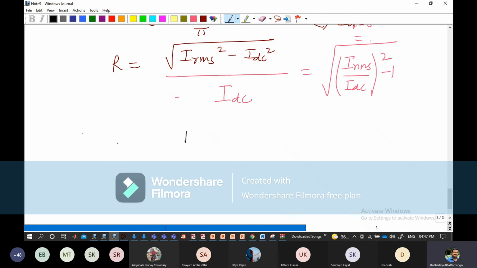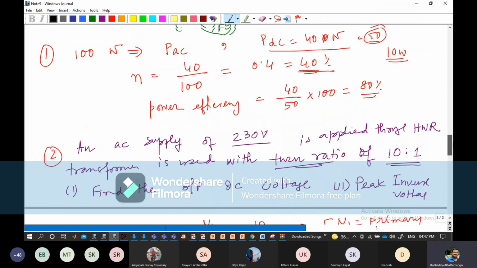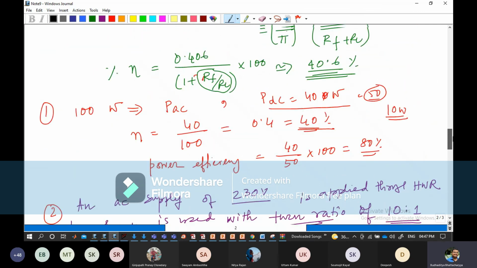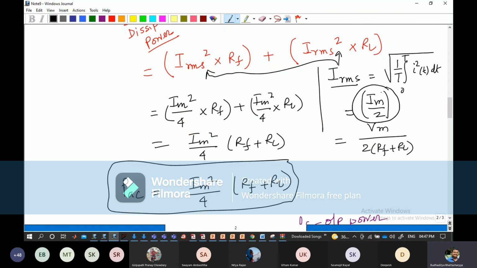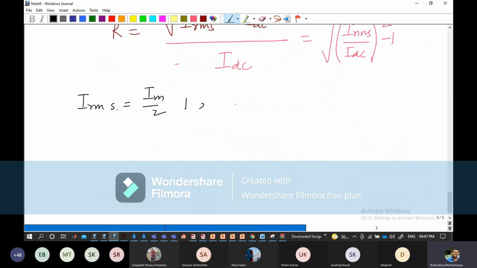So if you remember, I RMS was given by Im by 2. Remember, I already had proved it over here. If you go back a little bit up, yeah, here, Im by 2. Okay, so IRMS is Im by 2, and IDC is Im by pi. So you take the ratio.